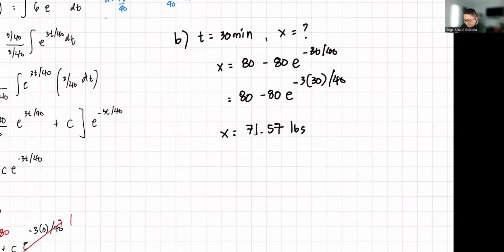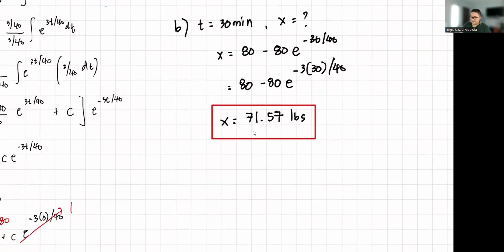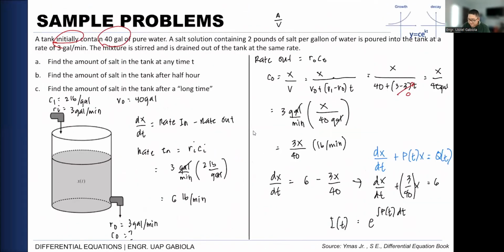And 71.57 pounds is the amount in our mixture after 30 minutes. Okay? For letter C, the next question is: find the amount of salt after a long time. When we say a long time, what value do you think of?